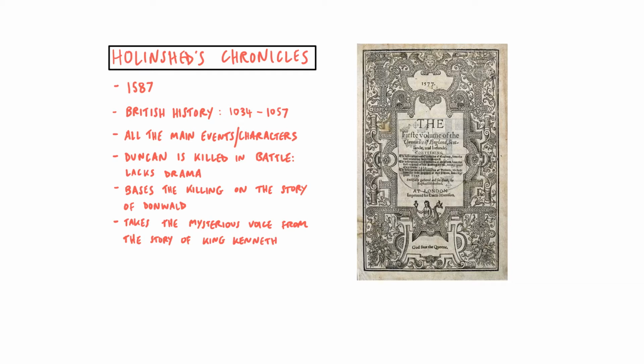Some of the big ones were that because Duncan is killed in battle in open revolt by Macbeth in the source material, which Shakespeare felt lacked drama, he based the killing on the story of Donwald instead, whose wife incited him to rebel against the king, and they killed him in the same way in which Macbeth kills Duncan in the play. He also took from the story of King Kenneth, who murdered his nephew, the mysterious voice that reproaches him after the deed and threatens him.